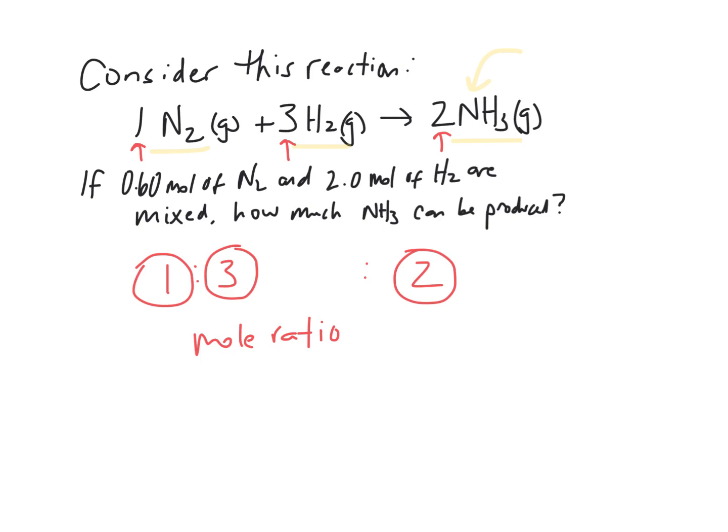So the real question here is, which one of these reactants is going to run out first? Is it going to be the 0.6 moles of nitrogen, or is it going to be the 2 moles of hydrogen? Or are they both going to run out at the exact same time? Is it perfect amounts that we happen to have in our reaction vessel so that we're going to make a predictable amount of ammonia, or what's going to happen?